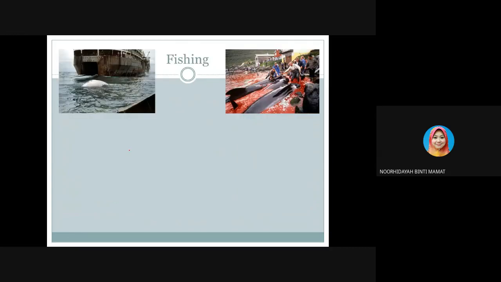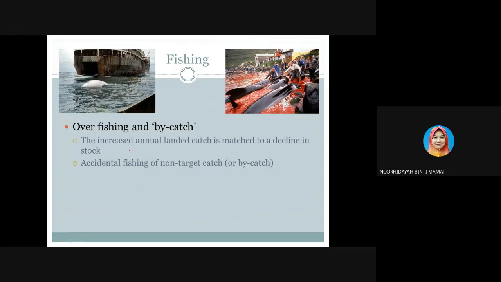Then we are talking about fishing. If you still remember from our previous study, we were talking about bycatch and overfishing. Several species, including whales, have been brought close to extinction by overfishing. The increased annual catch is matched by a decline in stock. And there is also accidental fishing, or non-target catch, or bycatch.